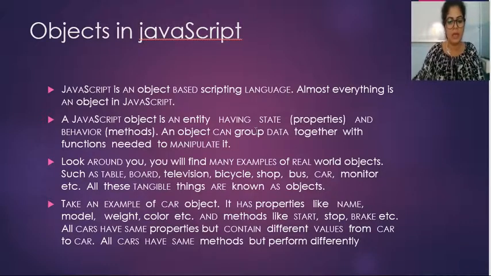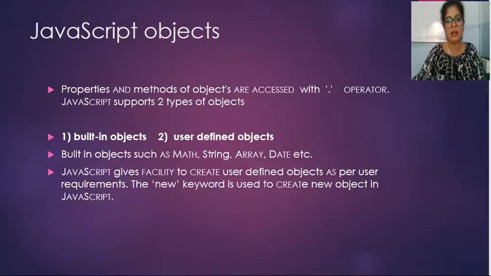As I have told you, what is an object? An object is anything that you see around yourself, or a real-world object. It can be a table, chair, television, etc. So next is JavaScript objects. We have to study JavaScript objects.